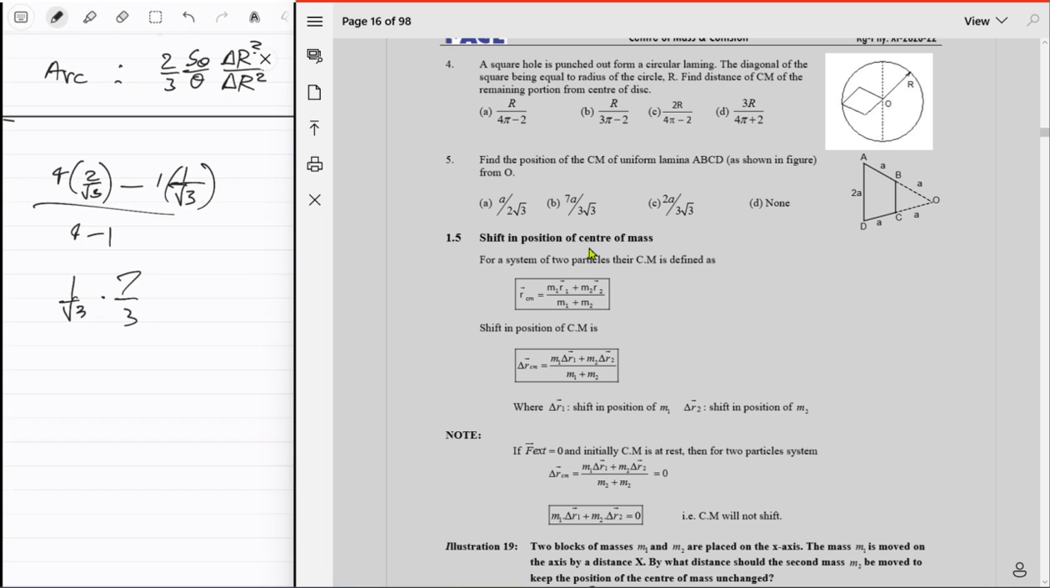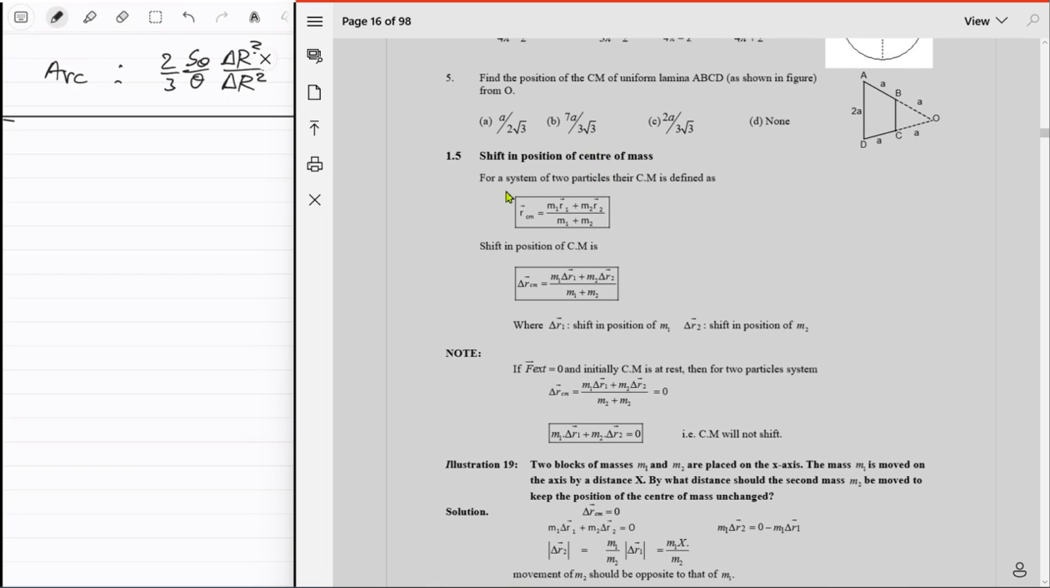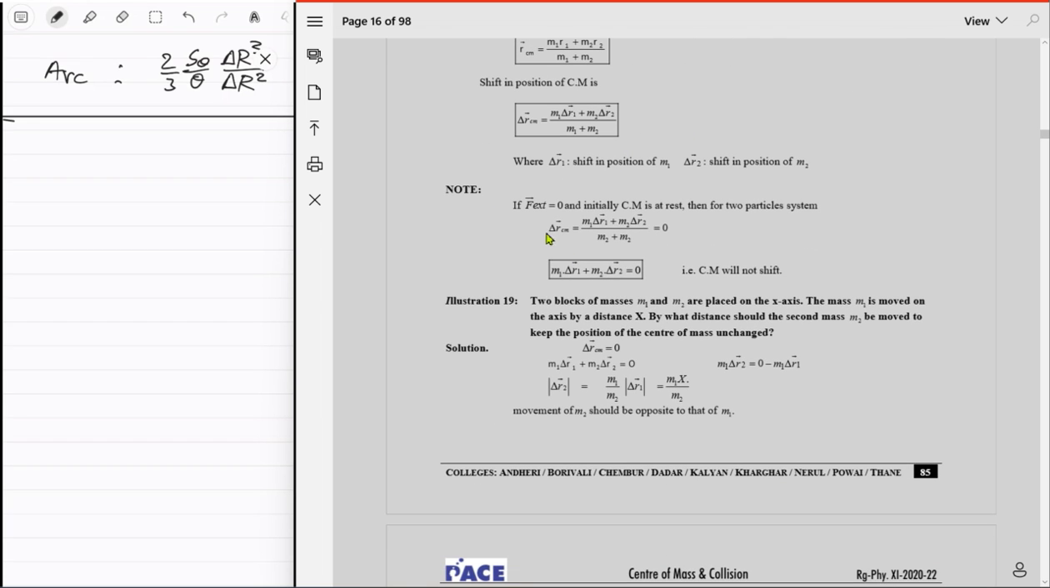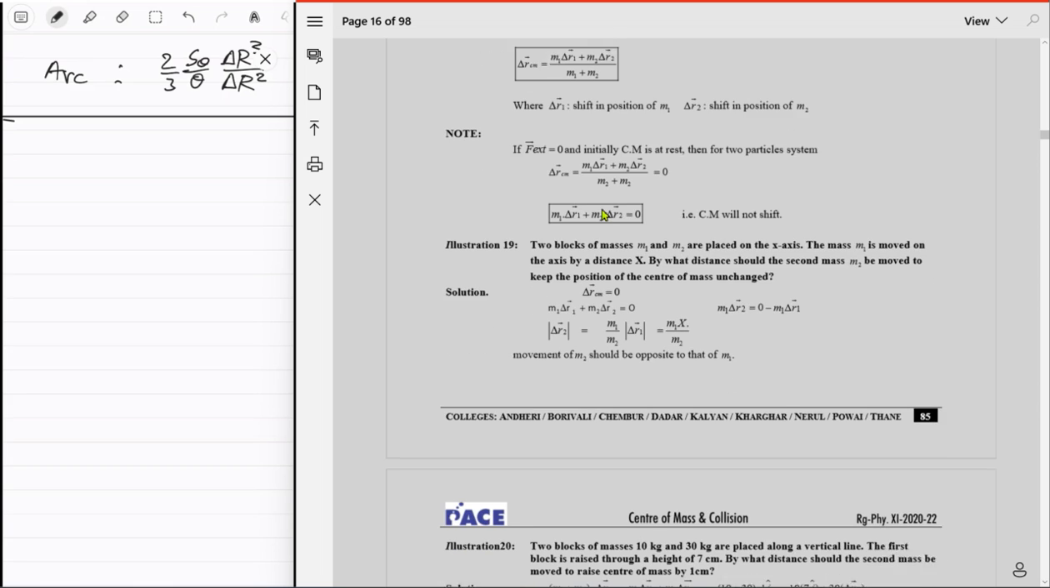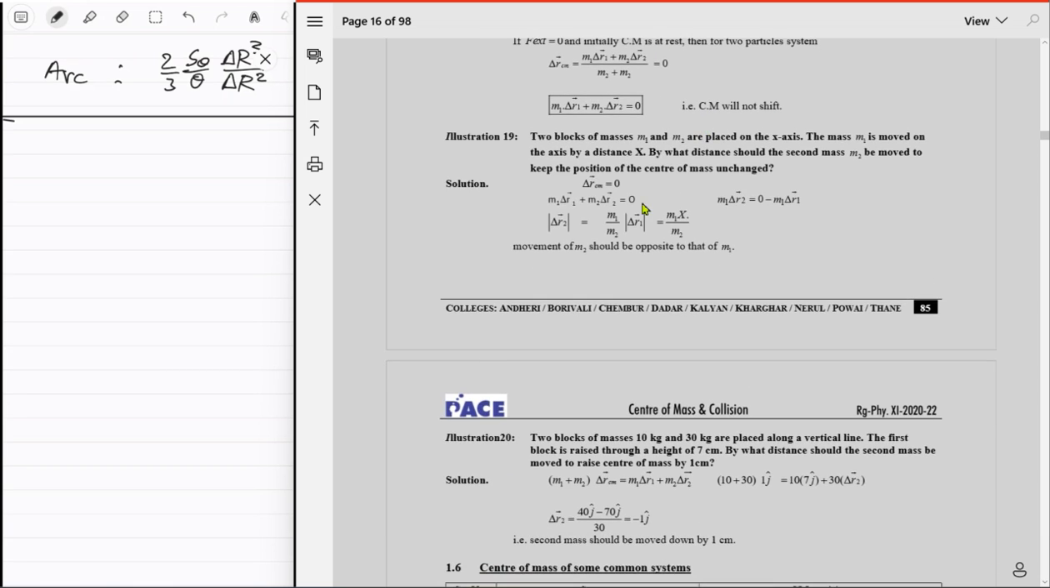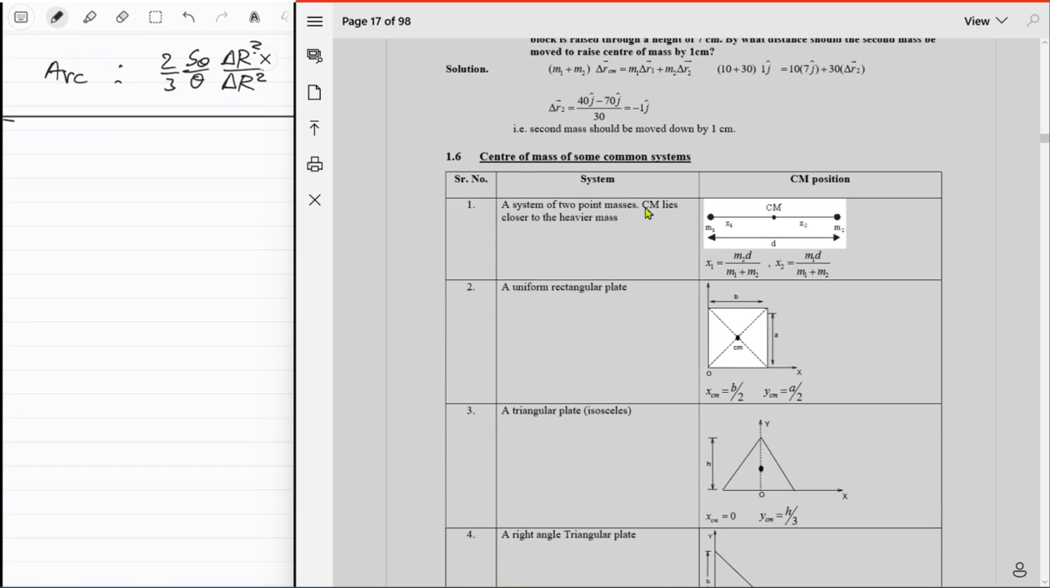Next question. Shift in position of center of mass. Okay, right. So that's pretty obvious. Now we get into kinetics, I think. Yeah, you know that. What is it? Center of mass of common systems.